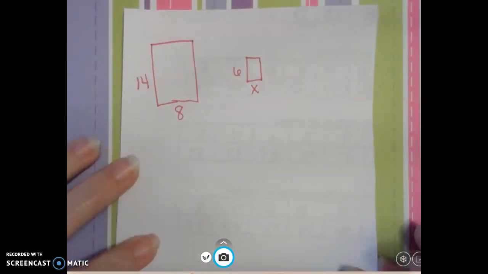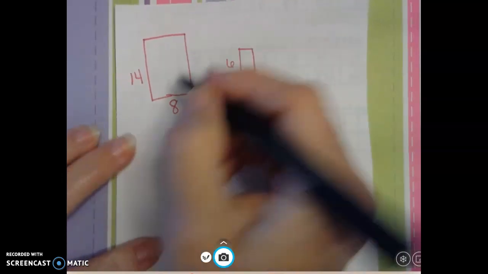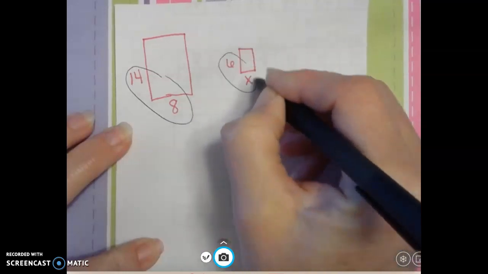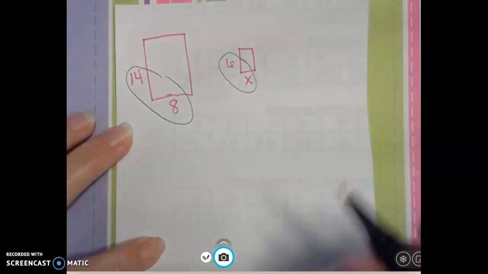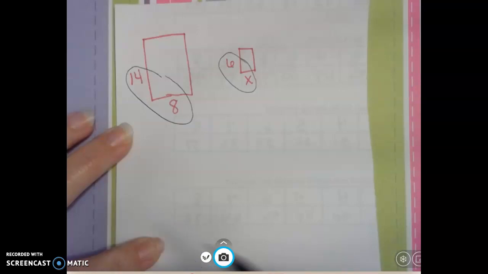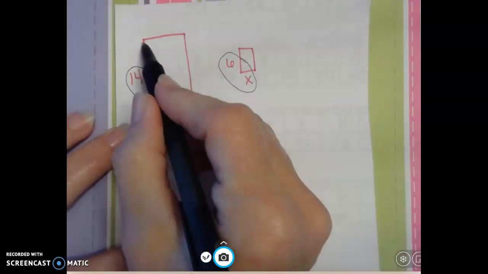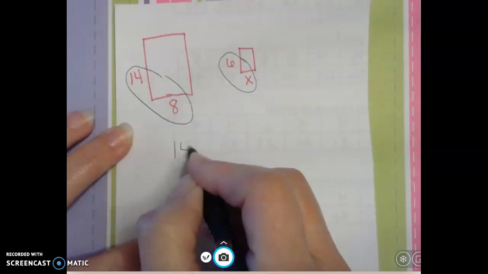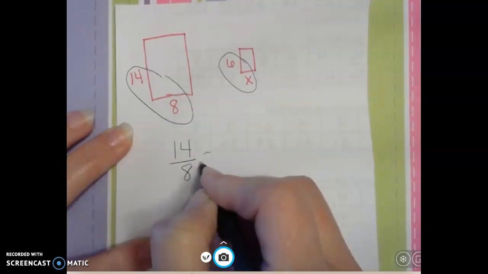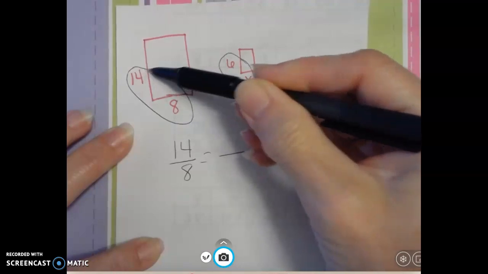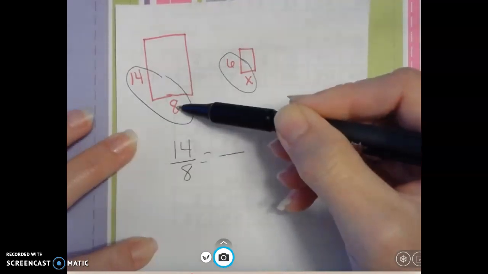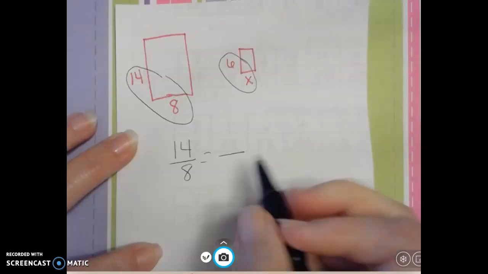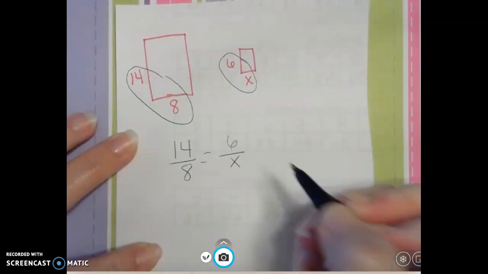So remember when we looked at figures, I said quite often, make sure you keep everything consistent. Like this is the left side, and then this is the bottom. So if I do 14 over 8, so if I go 14 to 8, then on the other side I have to go 6 to x. The key is to keep everything consistent.